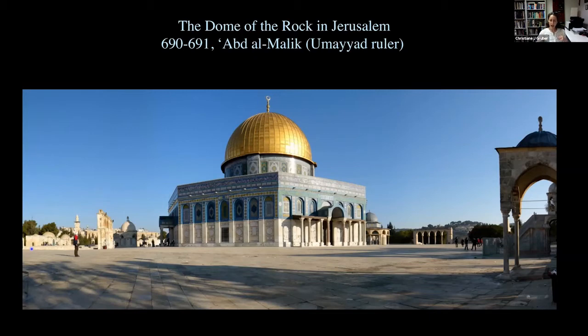What you see today on the outside is tile work. Try to imagine that this was not the case. These tiles here were put on the building in the 1550s by the famous Ottoman Sultan, Suleiman the Magnificent. He put those tiles on there because the original mosaic, the tessellation, had peeled off because of the elements, because of bad weather. So try to engage in this conceptual exercise.